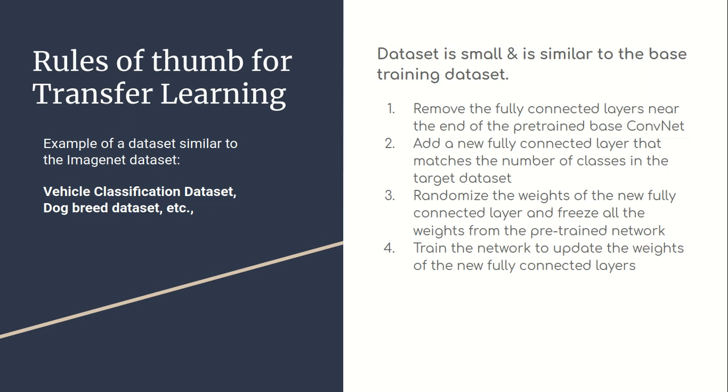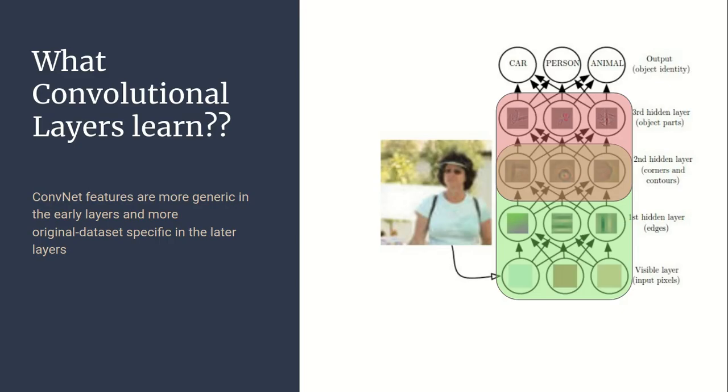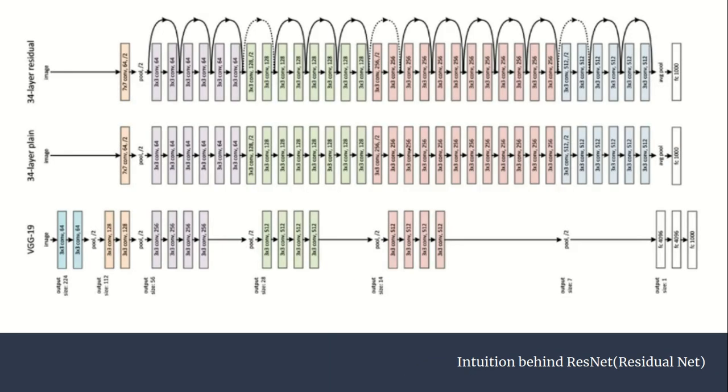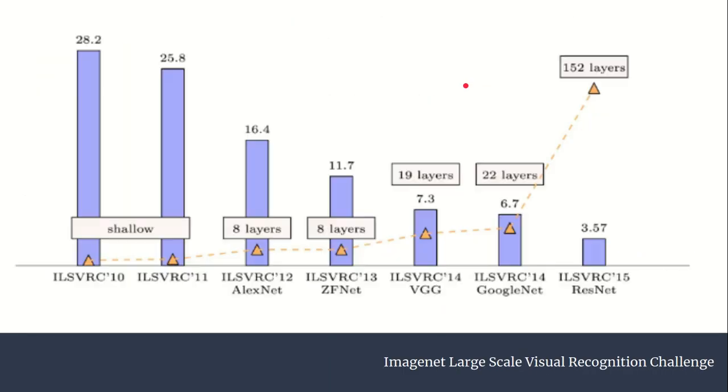Let's say we don't have too many data items in that dataset, more like 1,000 data items or something, in the thousands only. So the dataset is very small, and is similar to the base training set. What is the base training set? The base training set is the original dataset on which these networks have been trained. All of these networks have been trained on the ImageNet dataset.